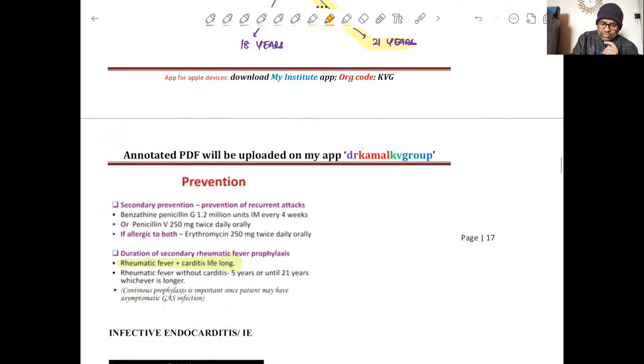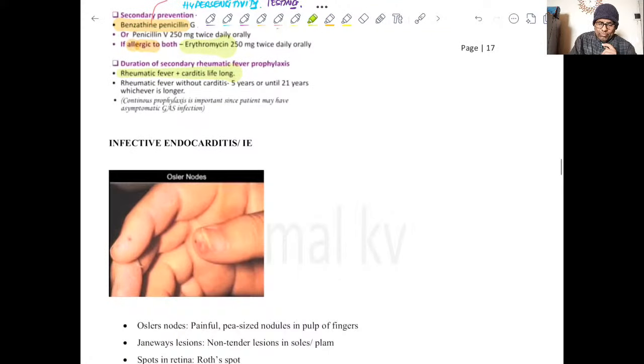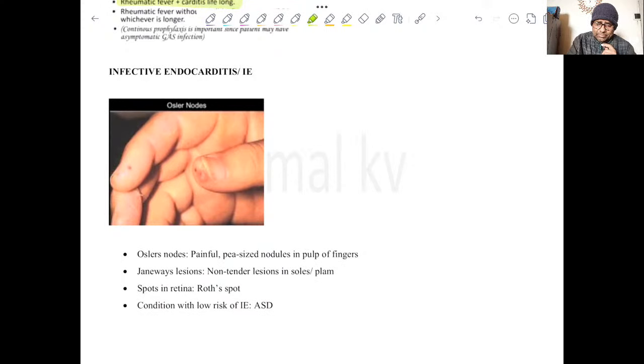Clear? And we need to give benzathine penicillin, and of course this has to be given after hypersensitivity testing. Don't inject penicillin without any hypersensitivity test, because there are few patients who are allergic and they may die. So after hypersensitivity testing, this is very important. Clear? And yes, it's written here, if it is allergic, then don't give injectable, simply switch on to oral. Fine. Then moving forward to infective endocarditis.